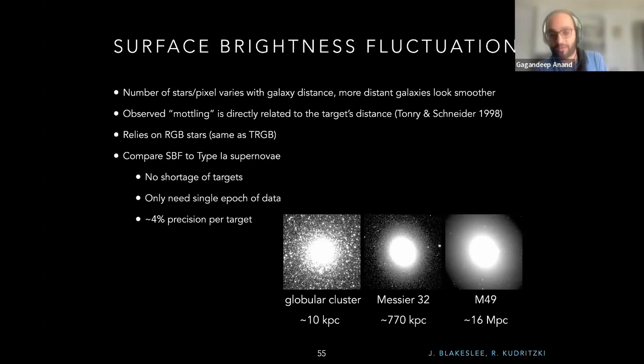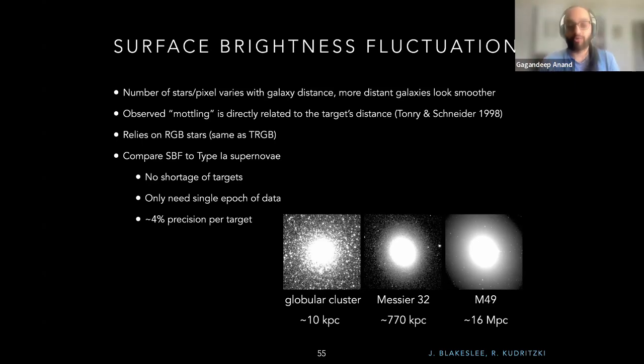And you can see that in these images down below, where you see 3 different early-type or old stellar populations at different distances, and as you put them further out, their profile becomes smoother. There's less modeling just because of the target's distance. And these rely largely on the same RGB stars as the TRGB does, and it's a good match in that sense. And what about, okay, how well can this method do compared to supernovae?